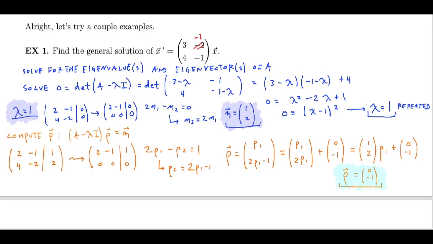So now that I've got all of those ingredients, I can write my general solution. Not surprisingly, I don't have any room to write my general solution. I'm going to go ahead and write it up here above my original problem.